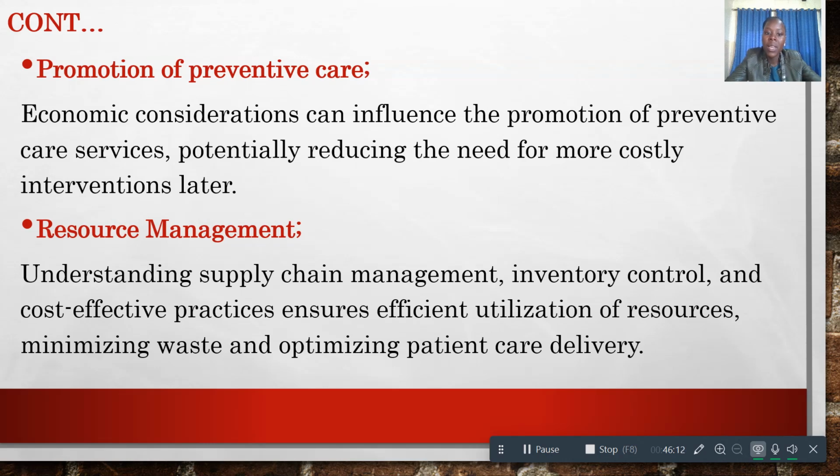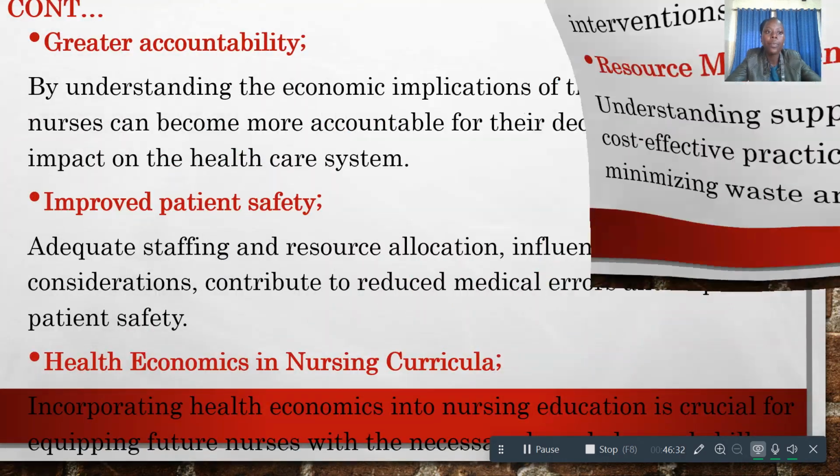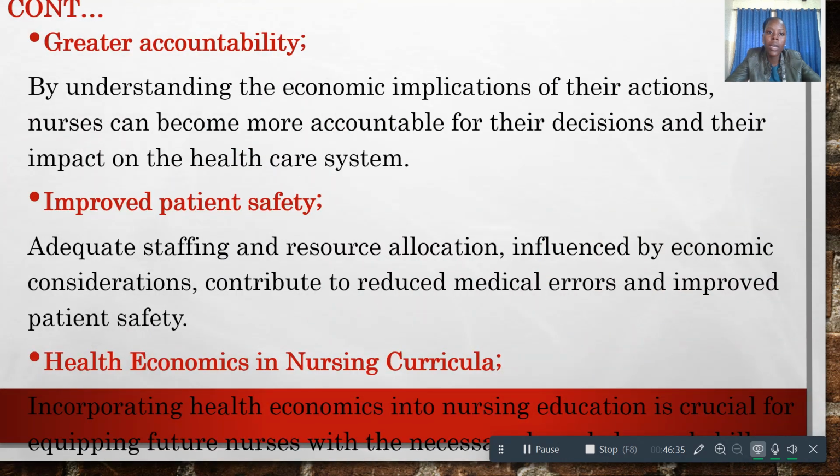We also have resource management. Understanding supply chain management, inventory control, and cost-effective practices ensures efficient utilization of these resources, minimizing waste and also optimizing patient care delivery. We have another point, which can be greater accountability. How? By understanding the economic implications of their actions, nurses can become more accountable for their decisions and their impact on the healthcare system.